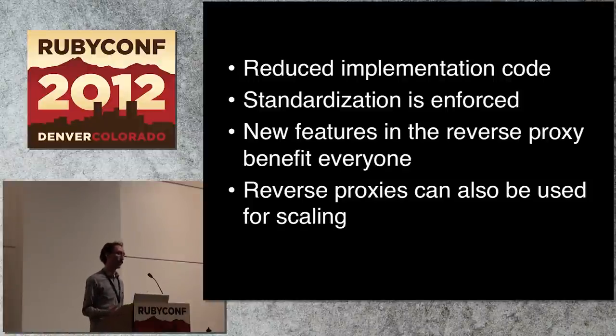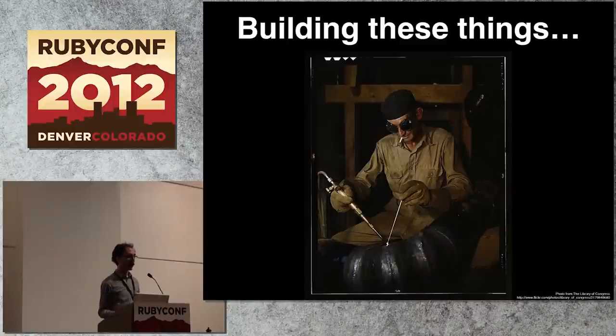And another thing is that reverse proxies in general are a nice scaling mechanism. A lot of times you use reverse proxies as load balancers. So having this in place and getting everybody on board with this architecture of having reverse proxies up front allows us a lot more flexibility on the back end to scale things independently. So that's the basics of what we did. On to how we actually built these things.